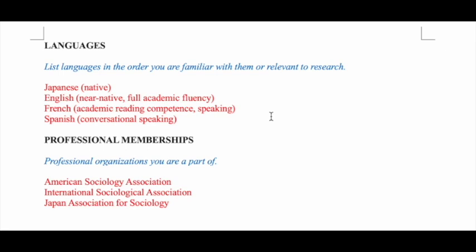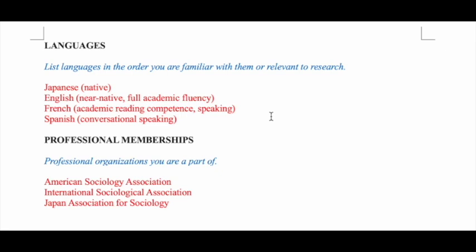Next, languages. If you're in a field that will require you to use different languages, or if you're working with different languages, this would be good to put as well. You want to list them in the order that you're familiar with them or the order that's relevant to your research. Here, in this CV that I put together for a fake person, they've clearly been doing research in Japan, so having Japanese would be a good skill. Obviously, if you're a non-native English speaker, you want to put that you're near native, or you have full academic capacity, and any other languages that would be relevant you can include as well.